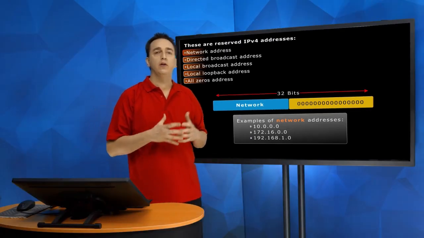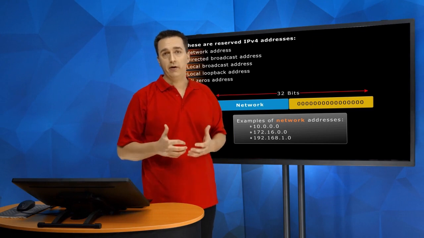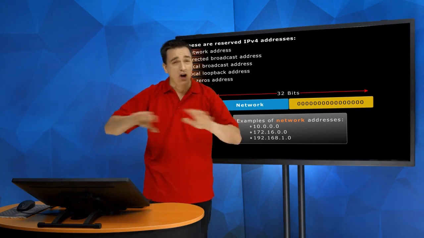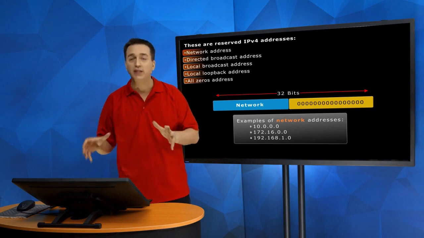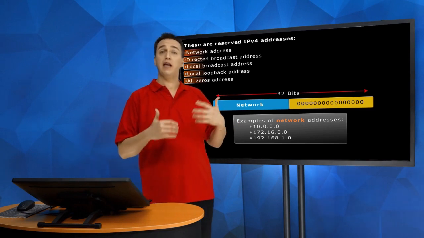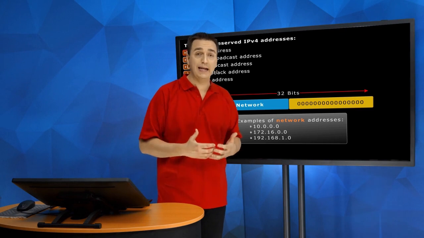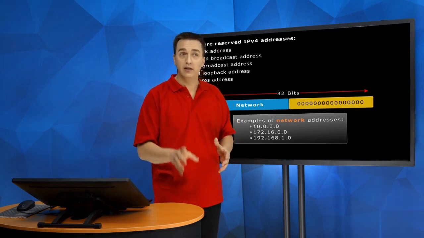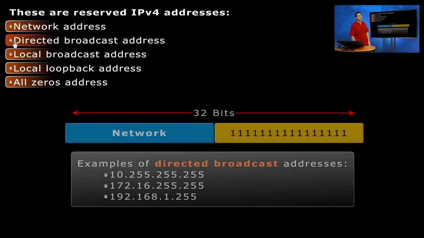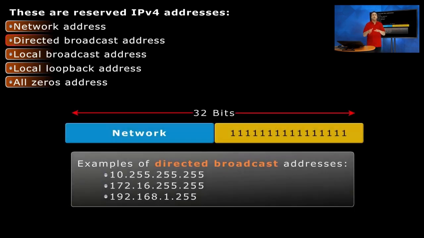So anytime you convert an IP address to binary, if just the host portion is all zeros in that address, then you're dealing with a network address. It's the network ID for that network, and you cannot assign it to end stations. Now, we also have a directed broadcast address. This is the very last IPv4 address in the network. So we have a network ID, which is the very first address, and then you have a directed broadcast address, which is the very last address.